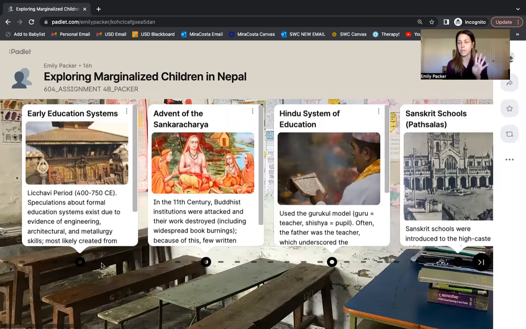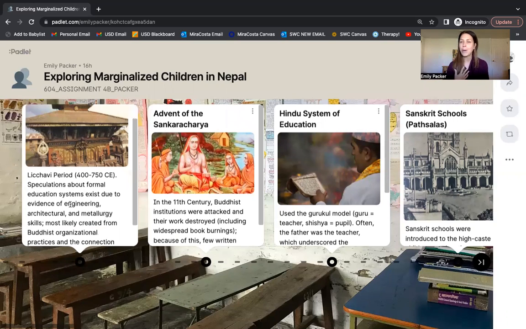There's four groups mainly who are out of school. And so this historical context will be able to provide the background for why these four groups are out of school. So let's start way back when. So we are now in the Lichavi period, which is 400 to 750 CE. So way back. This is in the beginning of the region that is now Nepal.